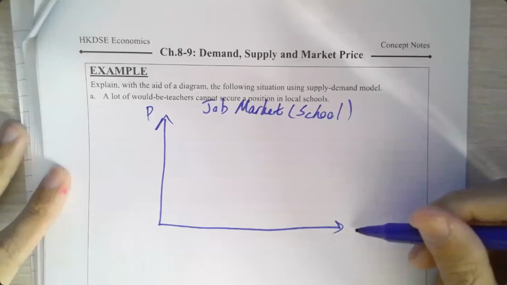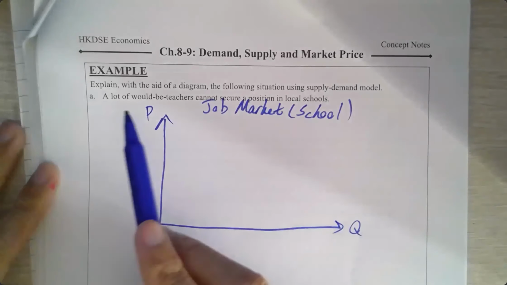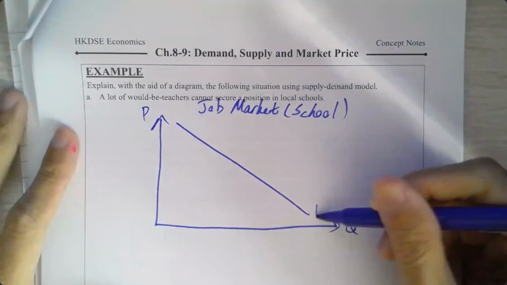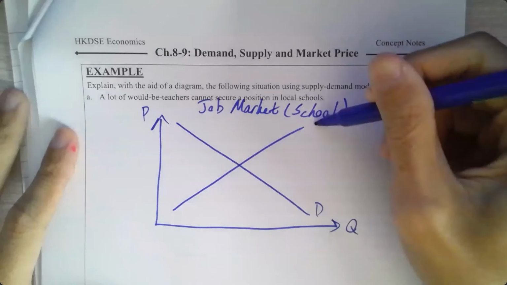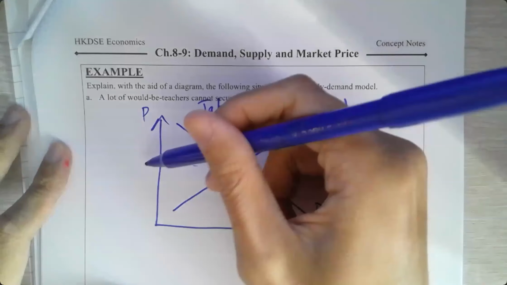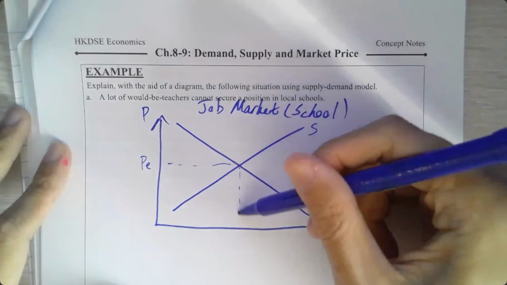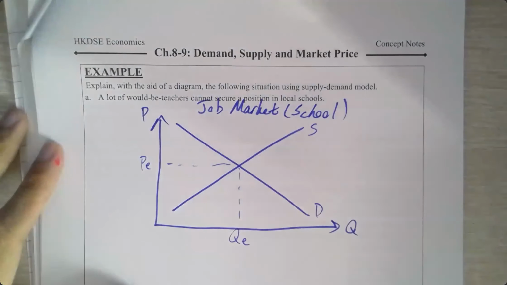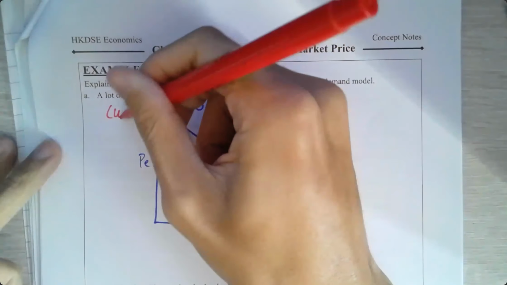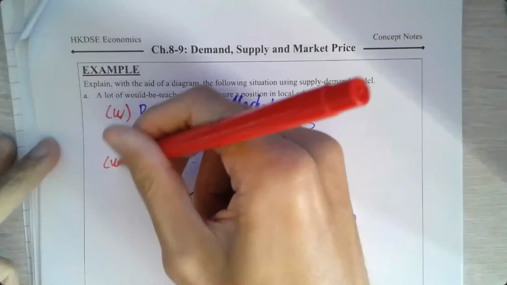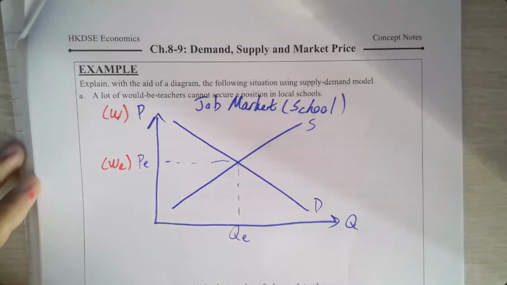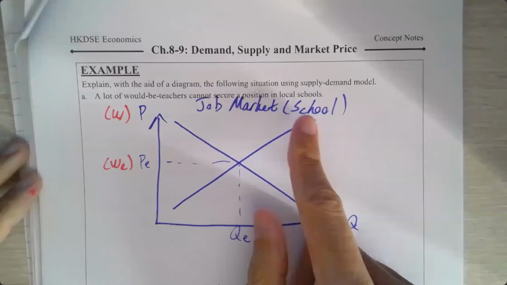好啦，記住啦，我哋 axis P and Q. Okay, price and quantity. 好啦，照舊 let's have our demand and let's have our supply right here. 好啦 obviously, this is our equilibrium price and equilibrium quantity. For our case, in a job market, the price is also wage. So this one will be our equilibrium wage. Okay, 好嘛 now it says a lot of teachers cannot secure a position in job.